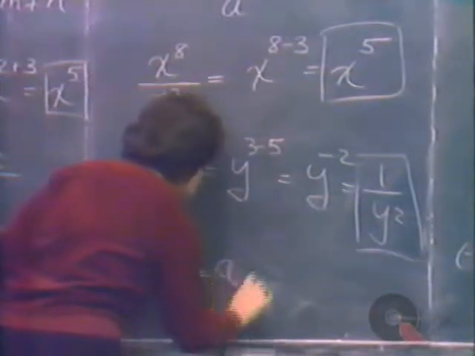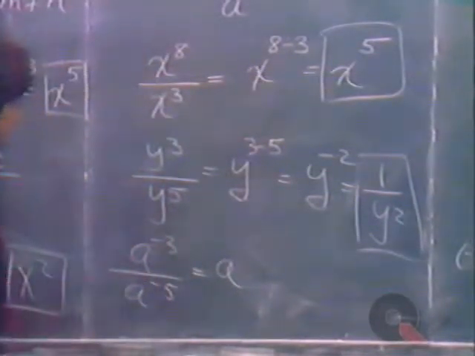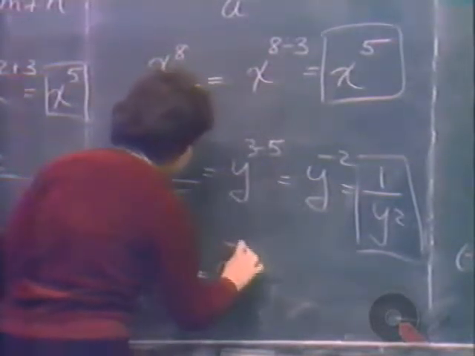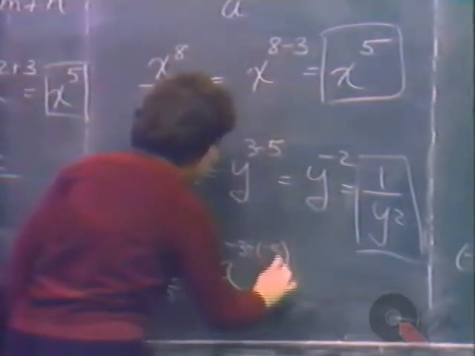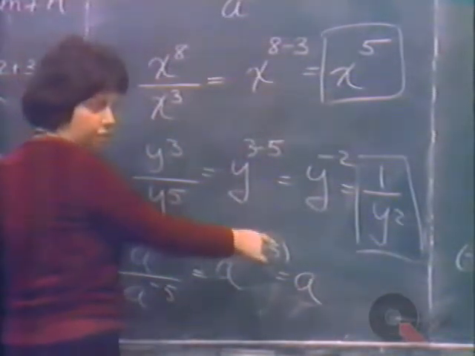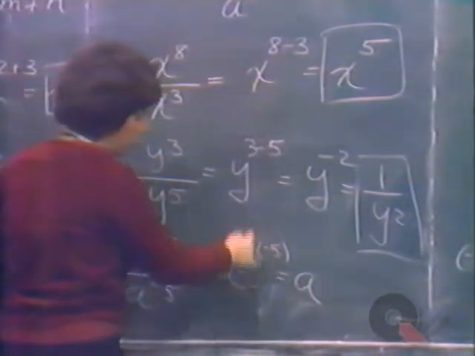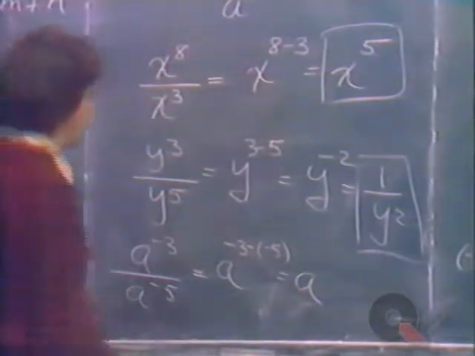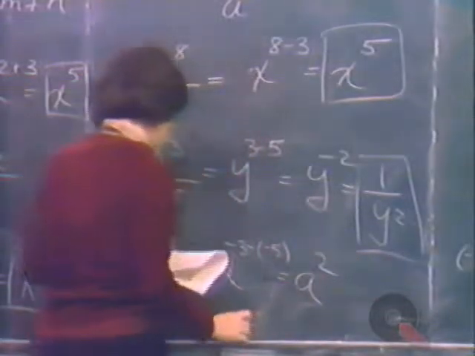We want to divide, keep the same base, and subtract the power. So minus 3, take away a minus 5. This is a to the minus 3 plus 5. You're subtracting a negative. You add the opposite, so you're going to be minus 3 and the plus 5, and you wind up with just a squared as your answer.